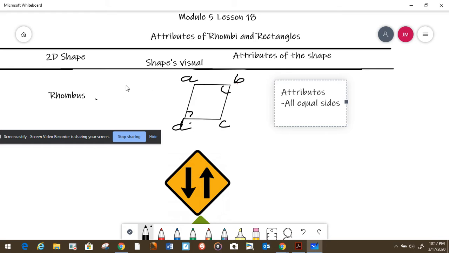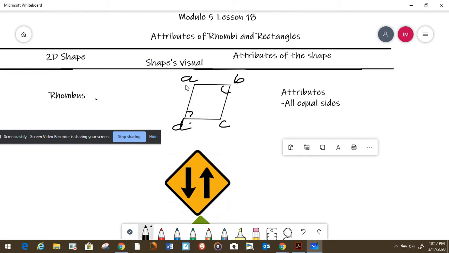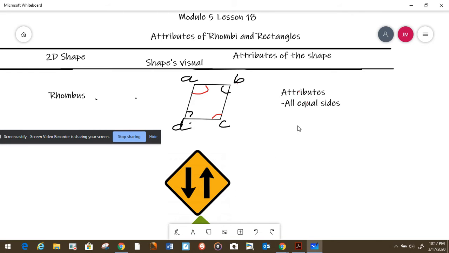And if we look at these angles right here, let me use a different color. Angle A and angle C, they are the same. So here's our conclusion for that one. If we're going to write the information here, it has two sets of opposite angles.